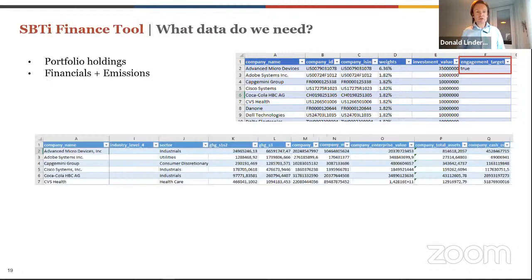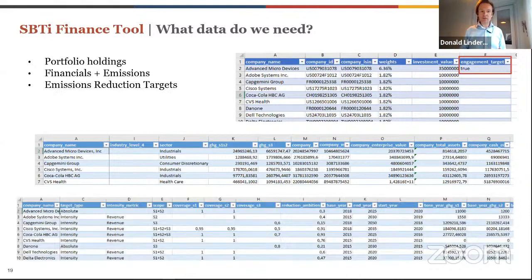We need some financials and emissions data. So this could be revenue and enterprise value, market cap, and those kind of things, but also obviously greenhouse gas emissions, scope 1, 2, and 3. And more importantly, we need emissions reduction targets. So the absolute or intensity targets that companies have set and say, hey, we're going to reduce our emissions by this much by this particular date, for example.